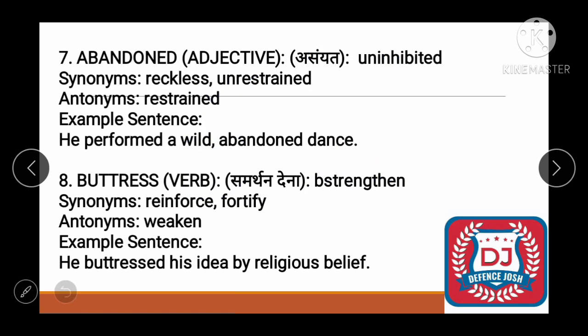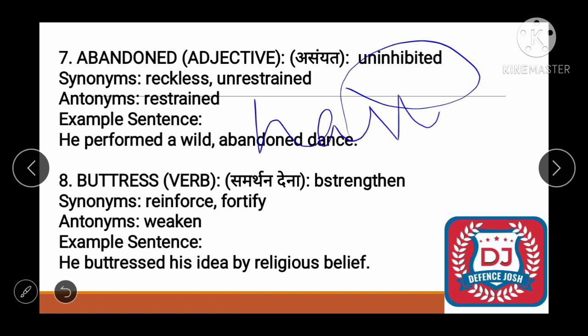Next one is abandoned. It means uninhibited. Synonym would be reckless. See friend, reckless here means the thing you can't control. Alright. And you can say hasty, in a hasty manner. Simple one. Then unrestrained is the synonym, right? Antonym was restrained. Alright. He performed a wild abandoned dance.